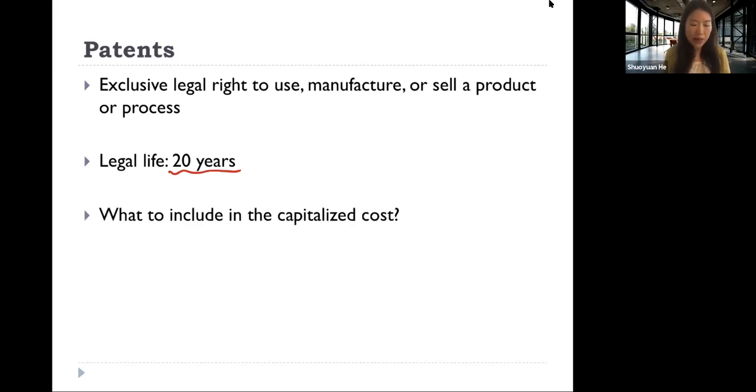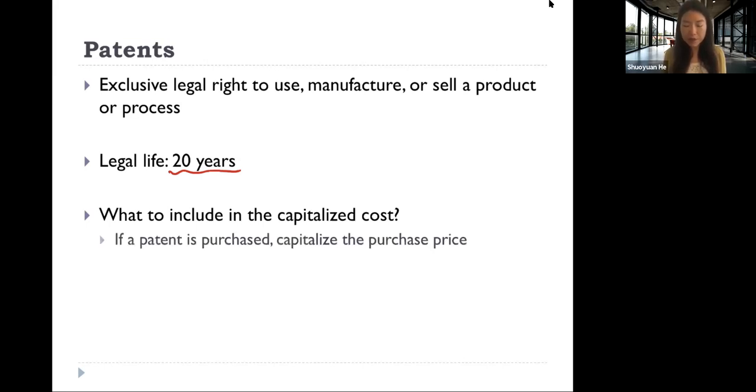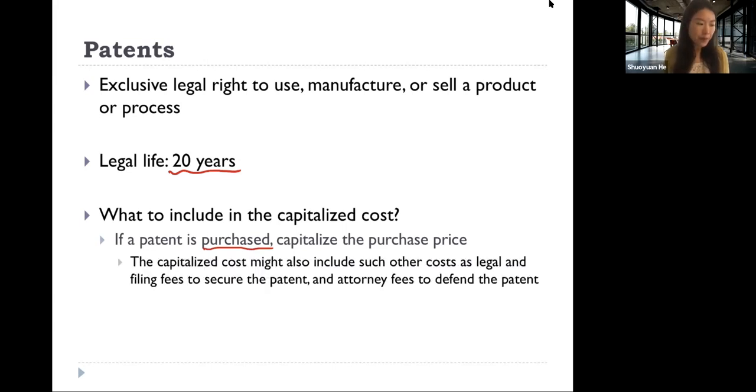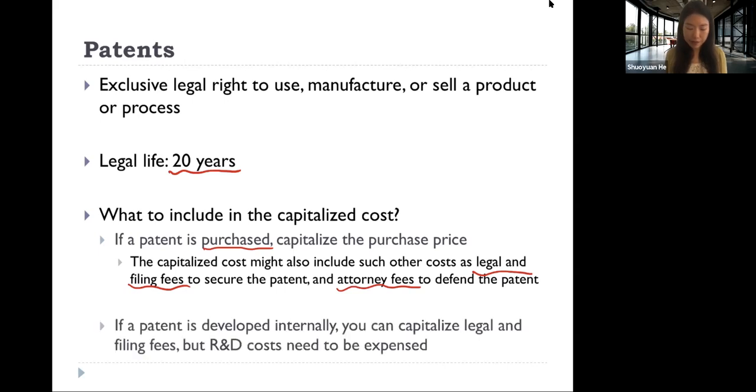And when we decide to capitalize a patent as an intangible asset, what to include in the capitalized cost? So it depends. If the patent is purchased, we capitalize the purchase price. And the capitalized cost might also include such other costs as legal and filing fees to secure the patent, the attorney fee to defend the patent. So those should be included in the capitalized cost of a patent if the patent is purchased.